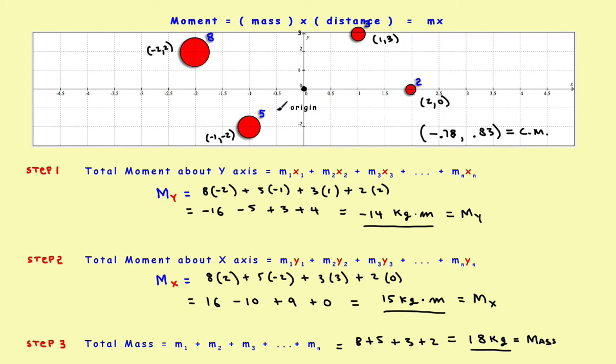So what happens is it's over minus 0.78, which would be about right here, and up 0.83, which would be about right here. So the center of mass is actually, and I think I'll put it in a circle like that. That's going to be the center of mass. So here is what I'm going to call my center of mass. I've got the coordinates of it, and this is where it's actually located.